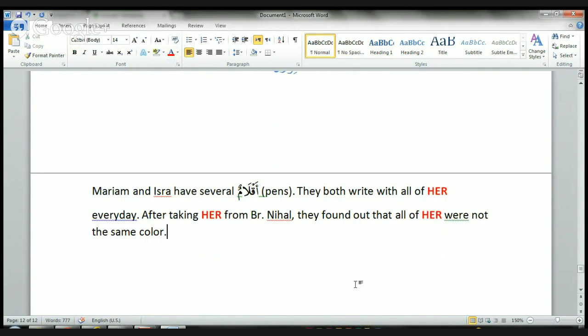A broken plural is what? Number? Singular. So I only spoke about one person, and it's feminine. Right? So I used the word her. But really, what's it supposed to be? All of the pens, aqlam. After taking the aqlam from Brother Nihal, they found out that all of the aqlam were not the same color. Thank you, girls. You're good to go. You can take your tiara. Are you a princess? Okay. So this was used just to convey a certain point.